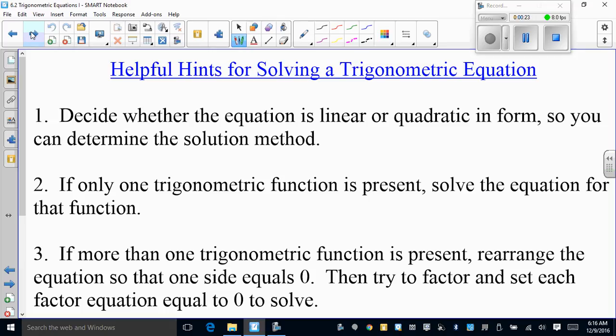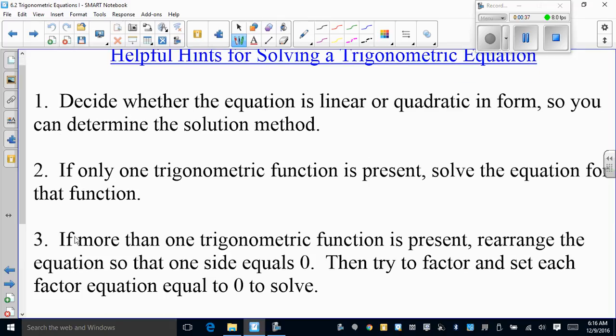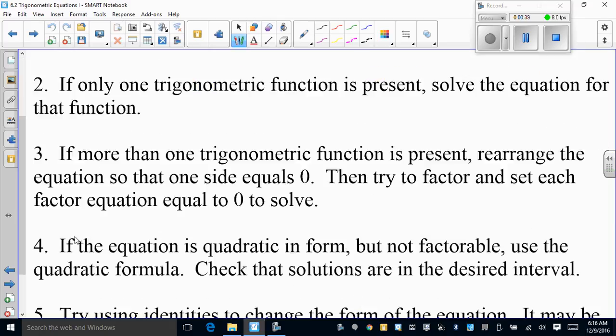If more than one trig function is present, rearrange the equation so that one side equals 0. Then try to factor and set each factor equal to 0 to solve. If the equation is quadratic in form but not factorable, use the quadratic formula. Check the solutions that are in a desired interval. Remember, look for your domain and range.